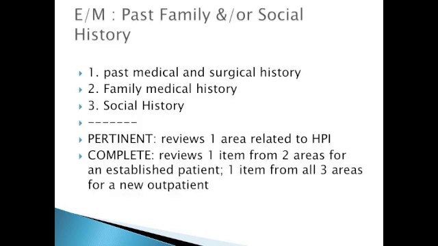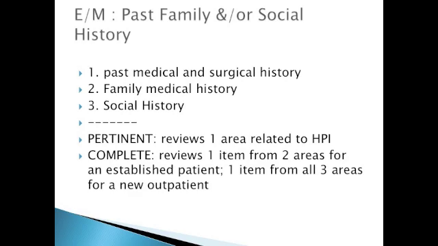The past, family, and/or social history is divided into 3 parts. The first part is the past medical and surgical history. This can also include things like medications. The second part is the family medical history, and the third part is social history.